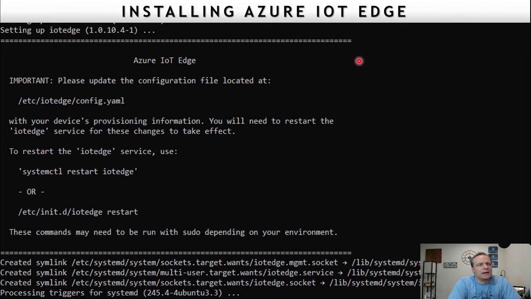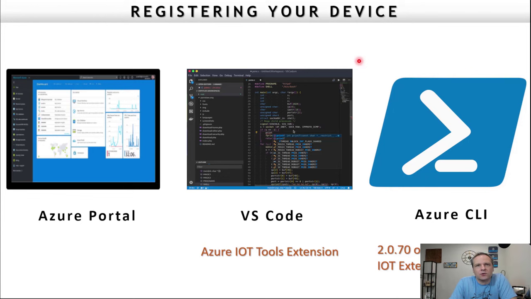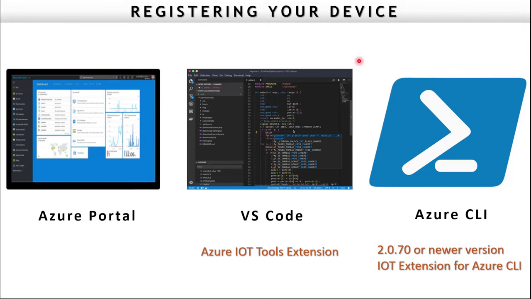After it ends, we still need to do a couple of steps before we are able to communicate with Azure. The first thing we have to do after it's completed is register our device. You have to register your device to get the connection string. There are three ways to do that. The first way is the Azure portal, where you can do it manually. If you like to use VS Code, you can download the IoT Tools extension and register using VS Code. Or you can get the latest version of the IoT extension for Azure CLI and do it with the Azure CLI if you like. In this presentation, I'm going to show you the Azure portal.